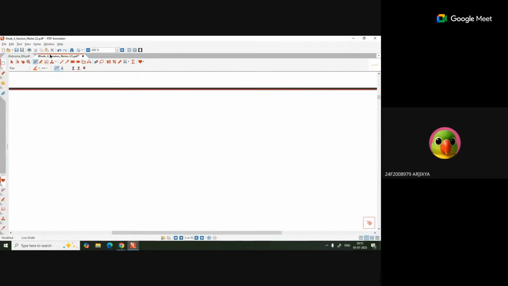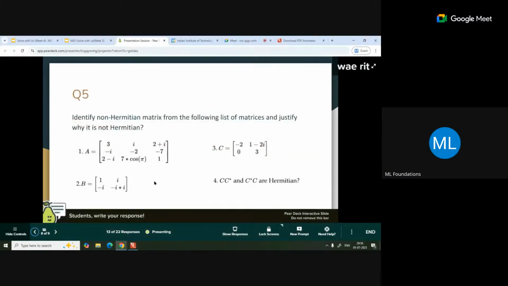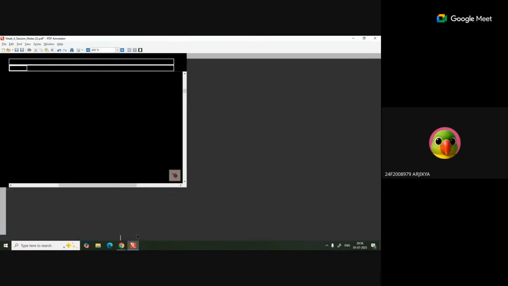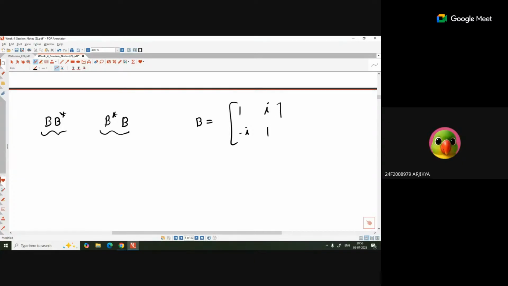You wanted to just see about B star B and B B star, whether they are Hermitian or not. So what was B? B was 1, i, minus i, 1. So B transpose conjugate, or B star, is 1, minus i, i, 1. Anyway, this is Hermitian, so I cannot say anything about it.